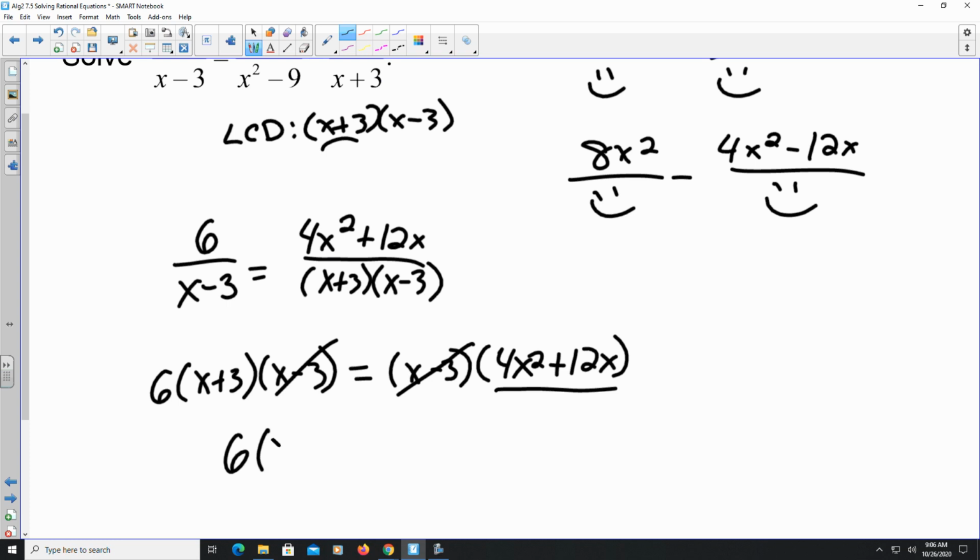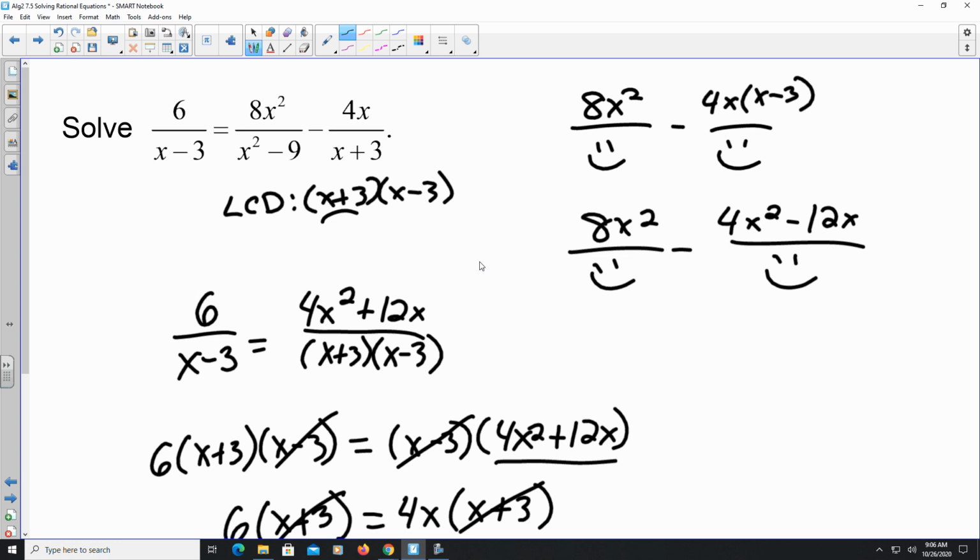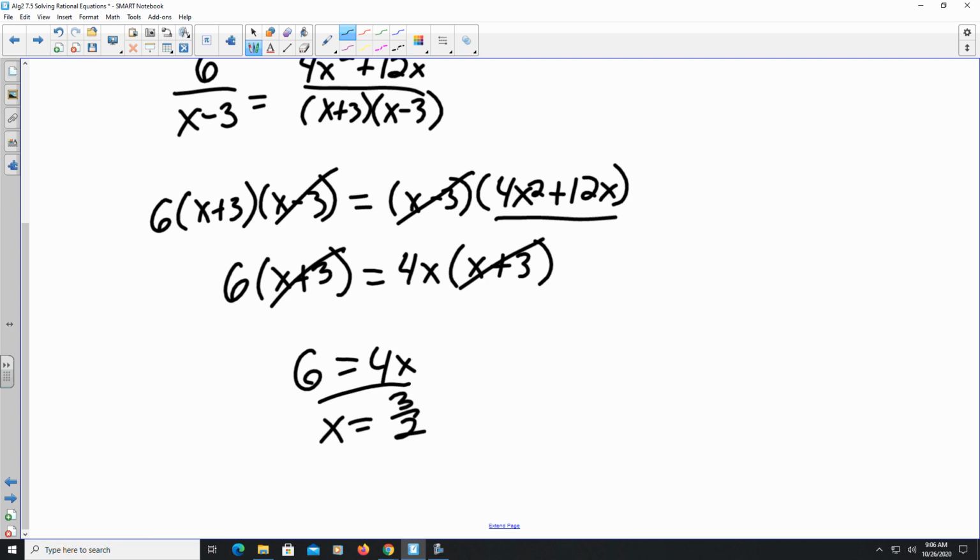So now I have 6 times the quantity of x plus 3 is equal to 4x times the quantity of x plus 3. This is the same, so this gets canceled and this gets canceled. So now all I have is 6 is equal to 4x. Divide everything by 4. X is going to be equal to 3 halves. Looking at each individual denominator, 3 halves is not going to make the denominator undefined. It's not going to make it 0. It is in fact our solution.